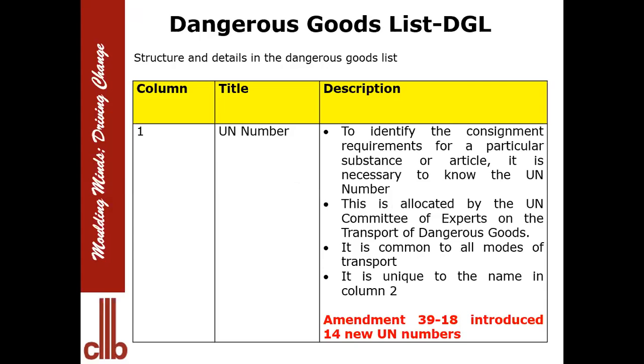So the UN number first. The UN number that you see in the first column of the DGL is always a 4-digit number, and preceding this 4-digit number are the letters UN. UN means United Nations. So who do you think is the party that came up with this whole UN number? It is the UN Committee of Experts on the Transport of Dangerous Goods. These are the people who came up with this UN numbering system.